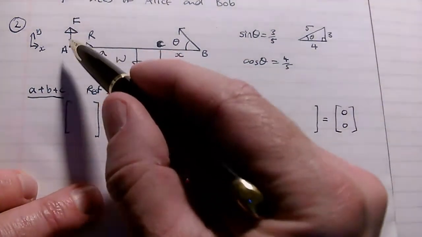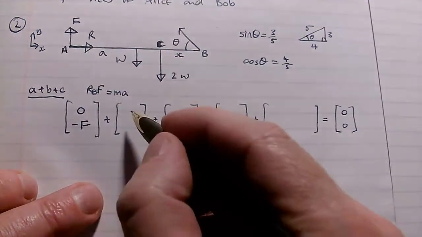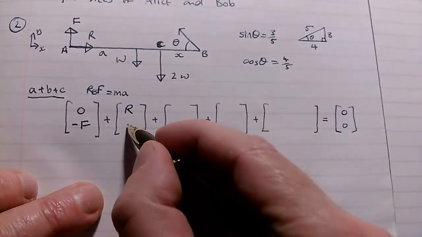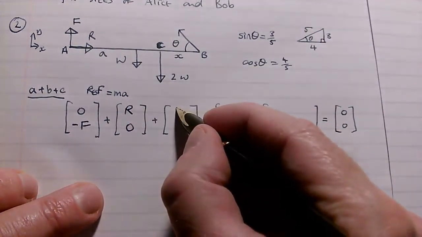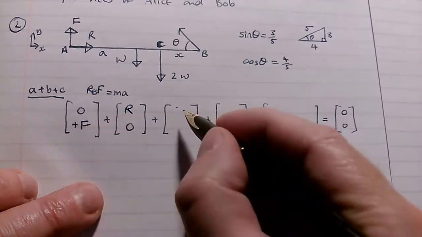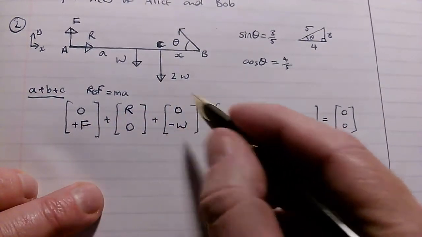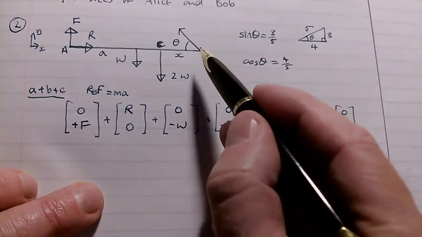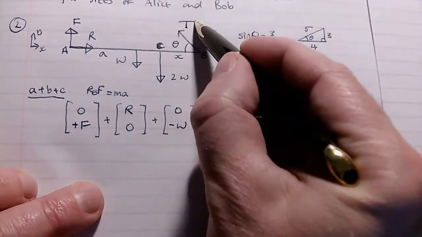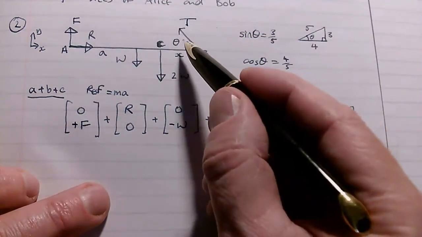So I've got F, which is a vertical force acting downwards, 0 minus F. I've got R, which is a horizontal force in the positive x direction. I've got W, which is a vertical force. So F was acting upwards, wasn't it? I've got W, which is a vertical force in the negative direction. I've got 2W as another vertical force in the negative direction. And then I've got this force, which I should call T, because it's a tension in the string. And this is the one that needs resolving. It's acting on angle theta.